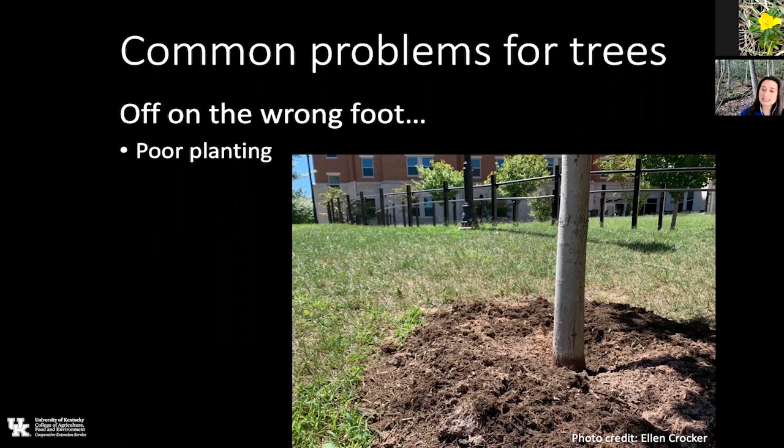It might not look like anything, but the root flare of that tree, that part that kind of buttresses out right at the base, it wants to be in line with the soil. If it's too far down, those roots are going to suffocate. They're not going to have enough air. They need to breathe, surprisingly. But also, if soil or mulch is piled against that trunk, that's going to lead to rot and other issues down the road. So while it might look fine for the short term, in the long term, if you don't address that right at the beginning, it's a lot harder to later.